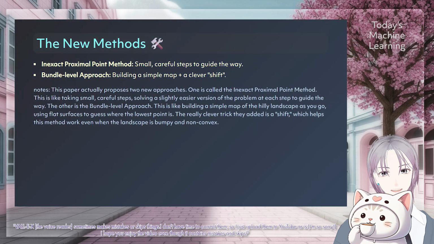This paper actually proposes 2 new approaches. One is called the inexact proximal point method. This is like taking small, careful steps, solving a slightly easier version of a problem at each step to guide the way. The other is the bundle level approach. This is like building a simple map of the hilly landscape as you go, using flat surfaces to guess where the lowest point is. The really clever trick they added is a shift, which helps this method work even when the landscape is bumpy and non-convex.